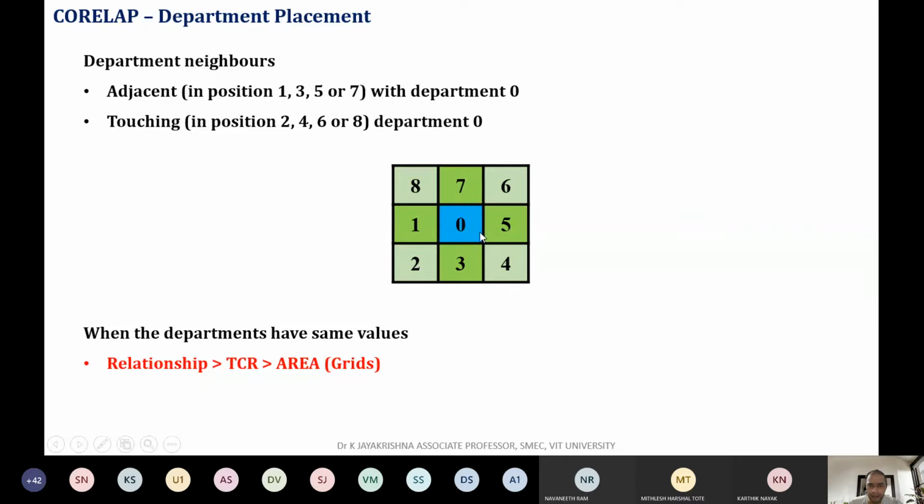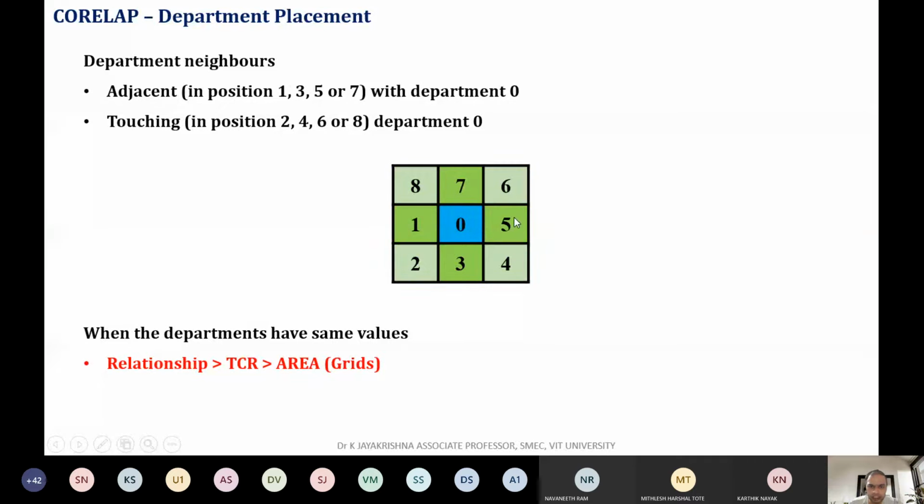Are you able to look at the slide? If you are, you will understand that adjacent departments means 1, 3, 5 and 7, because they are sharing a common boundary with you. And departments number 2, 4, 6, 8 are called touching departments. Touching department means they're just touching at the corners, here, here, here, and here. So that's why we call these touching departments: 2, 4, 6, and 8.